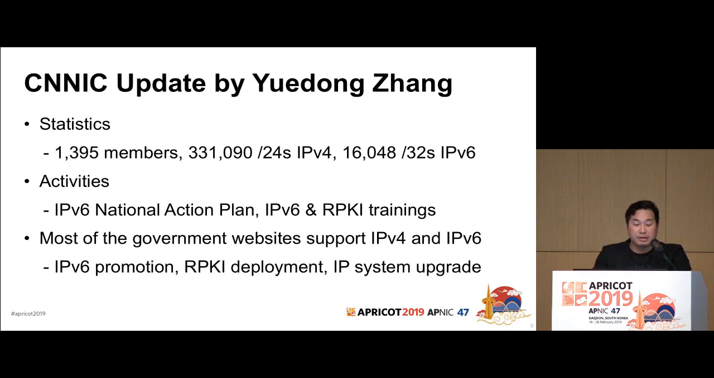And next, the CNNIC update was made by Yudong Zhang. Statistics were that they have 1,395 members and 331,000 IPv4 and 16,000 IPv6 blocks. They have a long-term IPv6 national action plan, and according to this plan, IPv6 implementation is going well. They also provide training for local members about IPv6 and RPKI. Most of the government websites support IPv4 and IPv6. This year, they will focus on basic promotion, RPKI deployment and IP system upgrade.